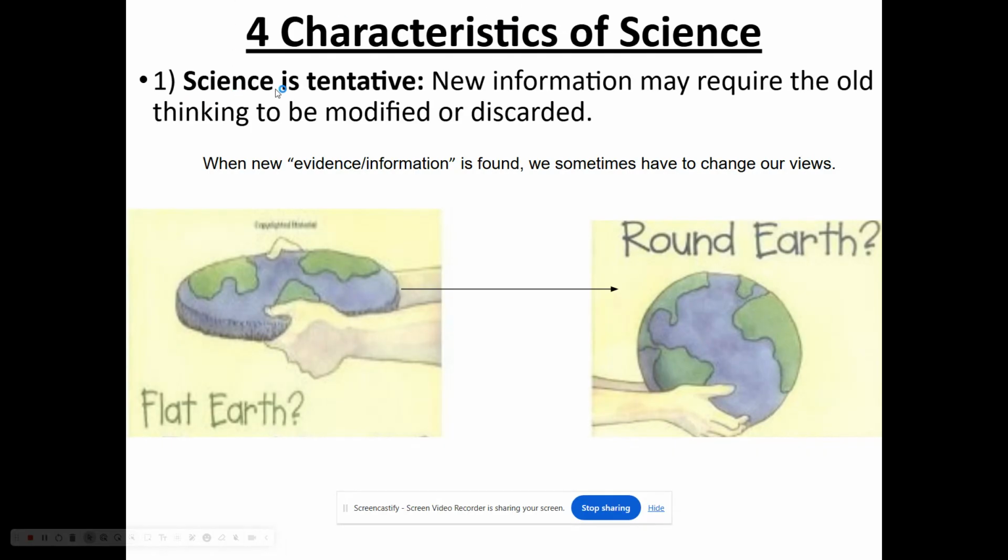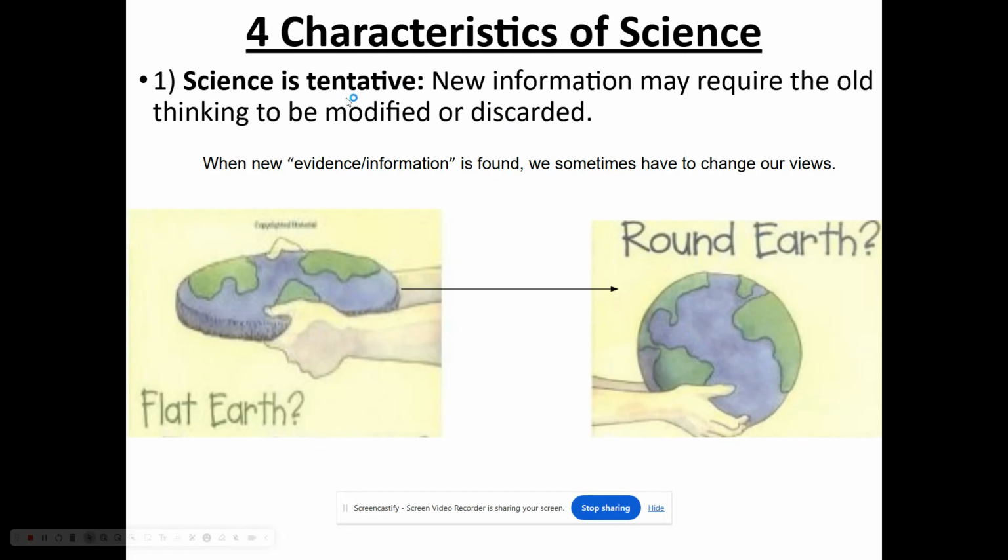The first one is that science is tentative. Tentative just means that new information can change the way we think about things. So at one point in time, people would tell you that the earth was flat. But with observations and evidence, now we change our understanding and we know that the earth is round. At one point in time, a long time ago, smoking cigarettes was not really considered an unhealthy thing to do. But with more evidence and information, now we know that smoking cigarettes is unhealthy and shouldn't be done.